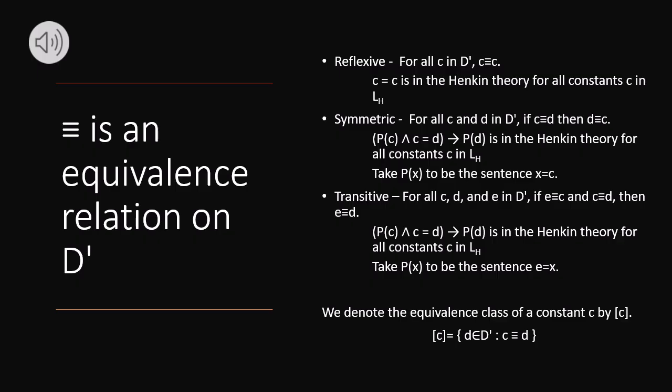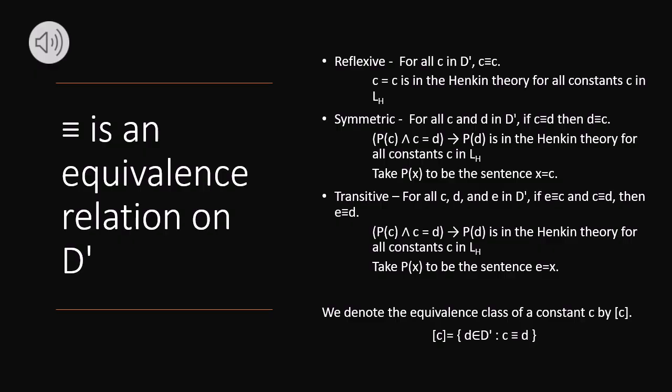Now, we'll say a bit about why it's symmetric. Let's suppose that we have two constants, C and D, in our expanded language, so elements of D prime. We want to show that if C is related to D, then D is related to C. So we can sort of flip this around. This follows from the fact that in the Henkin theory, we adopted the sentence P of C and C equals D implies P of D. And this was related to basically equality elimination in terms of our Fitch-style system.